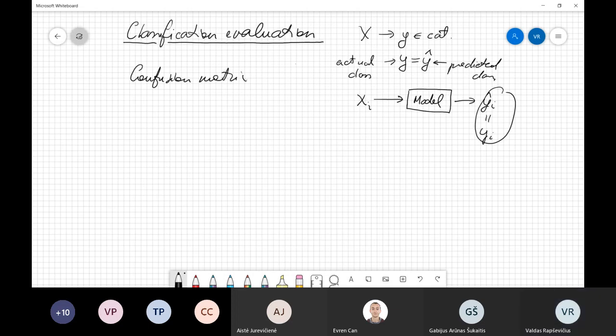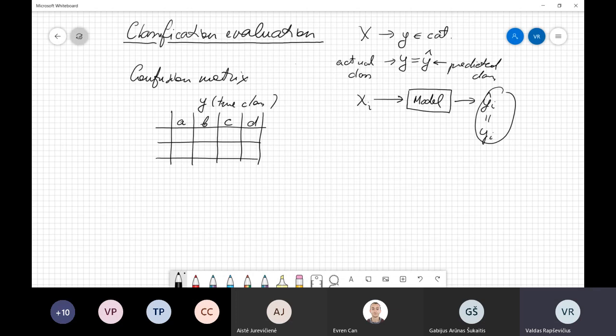So basically the major output for the classification evaluation is the so-called confusion matrix. It is constructed so that we have the true classes, Y, for a multi-label problem, say A, B, C, and D. These are the true classes that we have in our data set. And these are our predicted classes, A, B, C, and D. This is y hat, or predicted, what we predict.